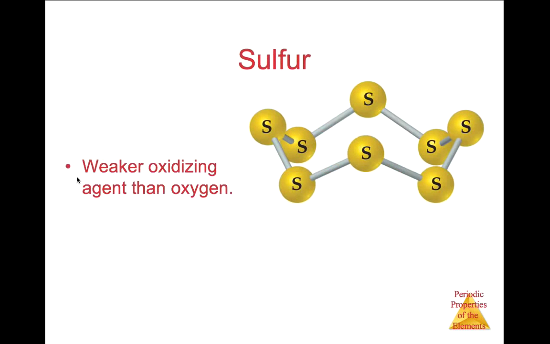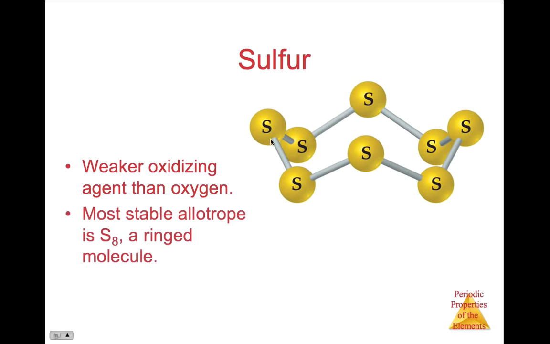Sulfur is a weaker oxidizing agent than oxygen. It generally exists in a ring form like this. Its most stable allotrope is this S8 ringed molecule.